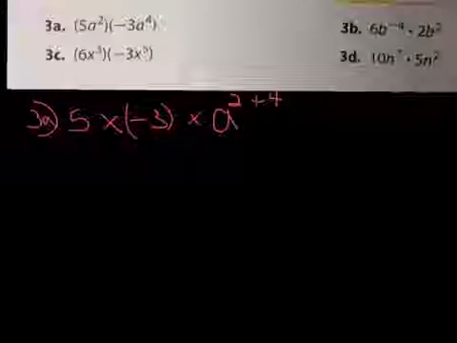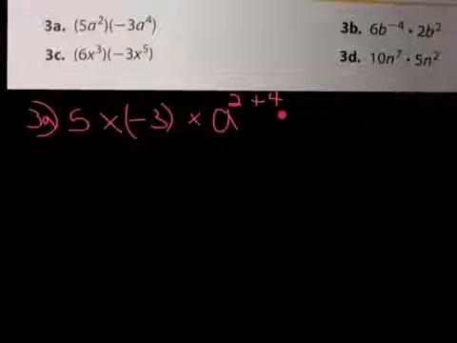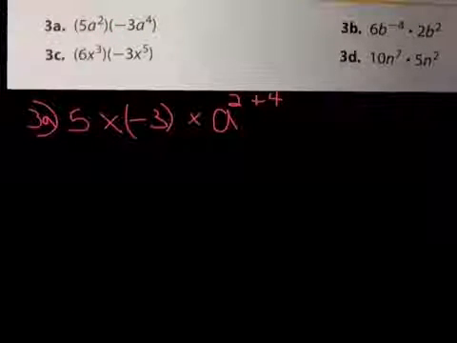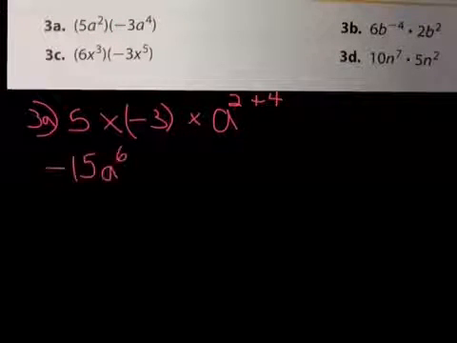Here's what I have written down for A so far. 5 times negative 3 times a to the power of 2 plus 4, the exponents, as you see right there. And when I calculate, I have a negative number here because it's positive times negative. 5 times negative 3 is negative 15, a to the power of 6.